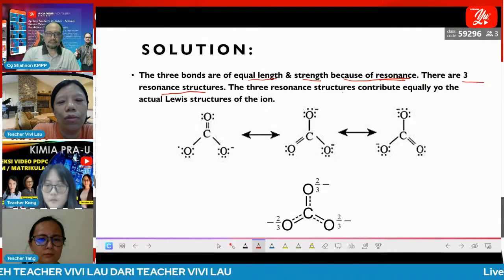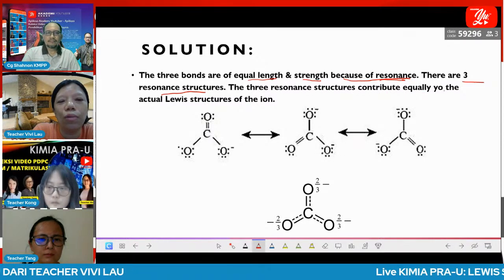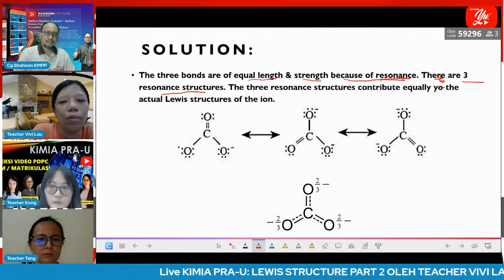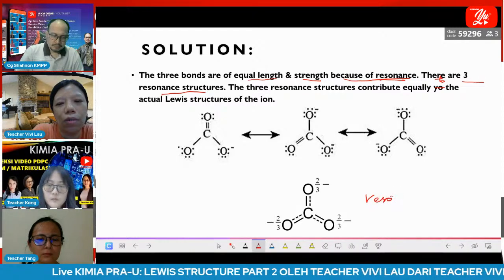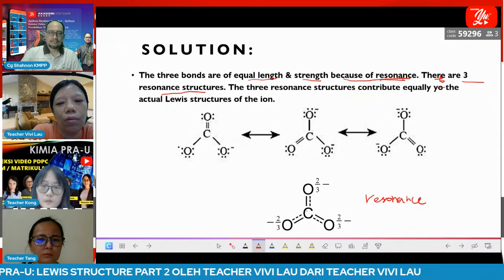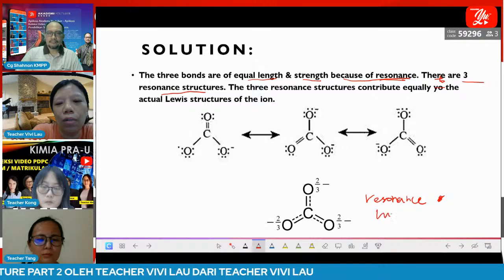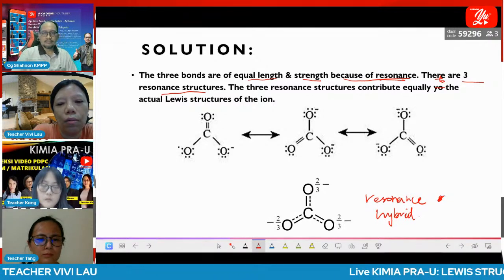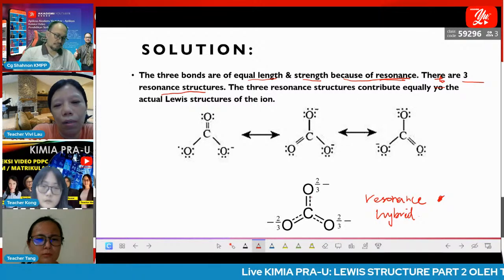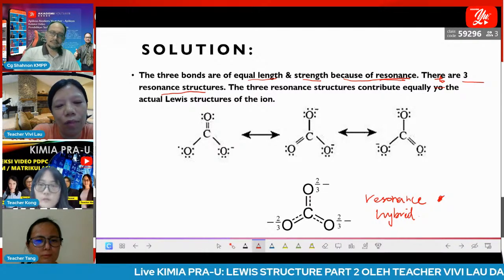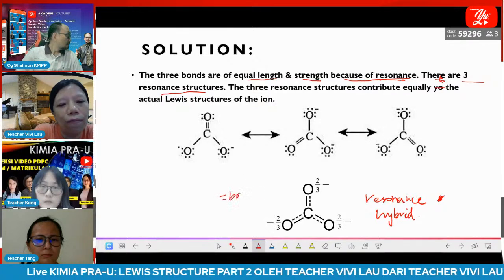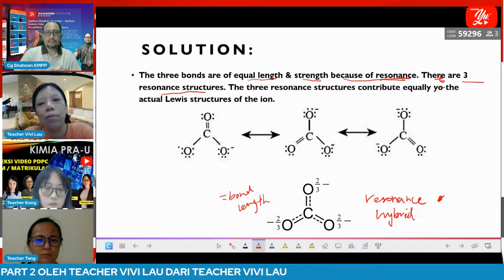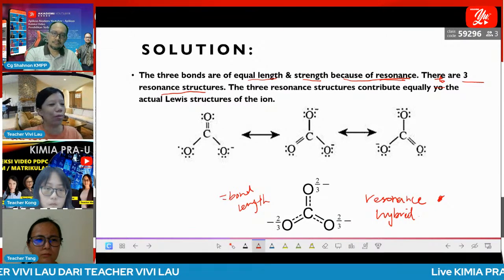Okay, so these 3 resonance structures contribute equally to the actual Lewis structure of the ion. So this is a resonance hybrid. So the actual structure is like this. Means all the 3 carbon oxygen bonds have partial double bond character, means they have the same bond length and bond strength. Okay, so this is how the question will ask.